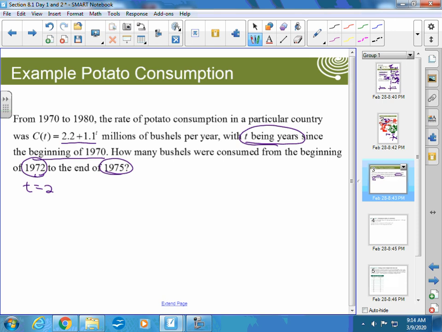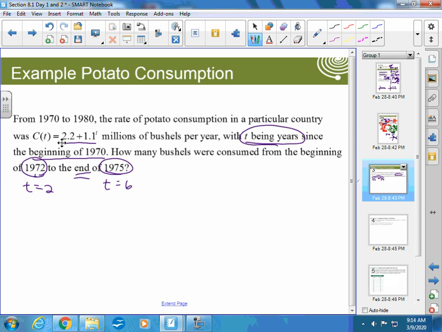Yeah, that's what I thought. The end of 1975. Isn't that the beginning of 1976? Like the end of that. So this here would actually be at a time of six because of how it's saying the end of the year. It's not the beginning of the year.